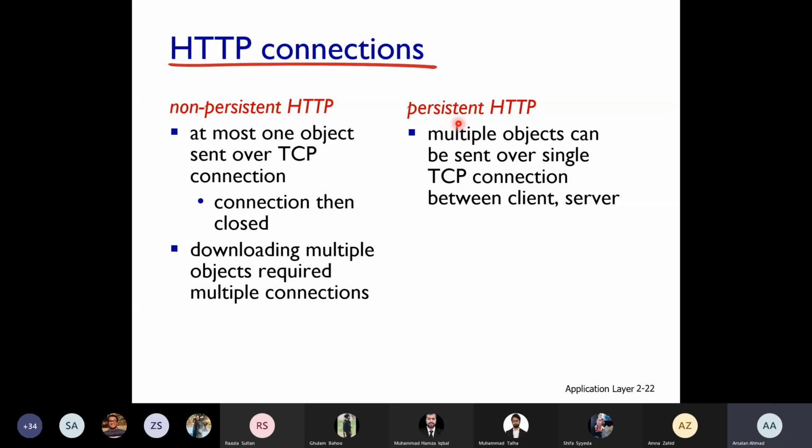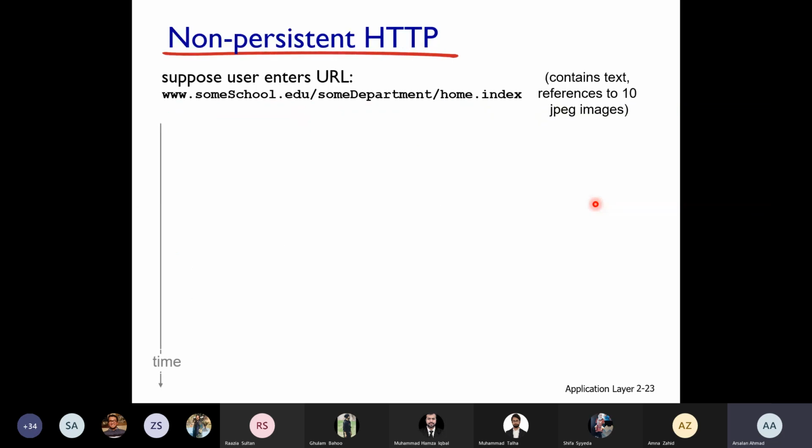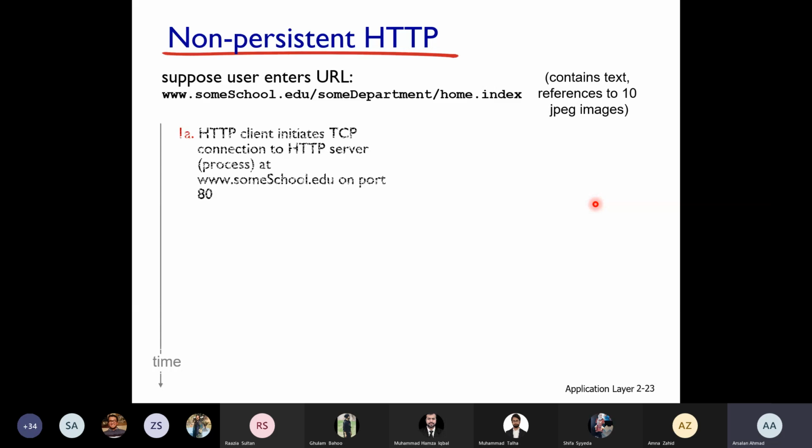The difference between persistent and non-persistent is only that the TCP connection is persistent. It is maintained. It stays there. Multiple objects can be sent over a single TCP connection between client and server. So all the details are very simple. I'm moving a bit quickly.